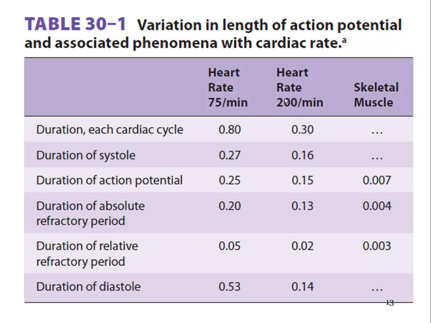For example, at 200 beats per minute, the duration of the cardiac cycle will decrease to 0.30, so it may limit the inflow time. If you look here, the inflow time of the blood, which happens during the diastole, just decreased to 0.14, almost 1/3. But the duration of systole only decreased to a little more than half.